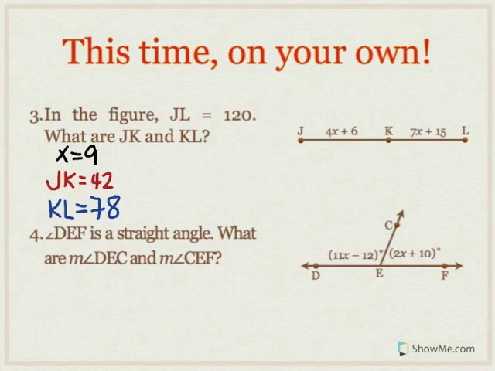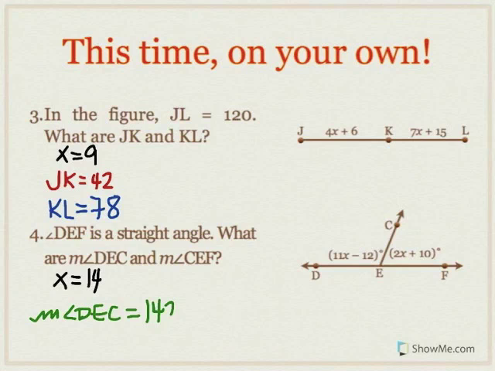Now, since angle DEF is a straight angle, that tells you it's 180 degrees. So using that, you should have been able to find out that x is equal to 14. The measure of angle DEC is equal to 142, and the measure of angle CEF is equal to 38. And of course, both of these are degrees.